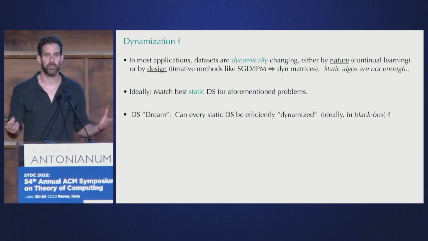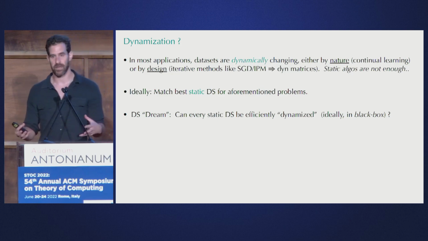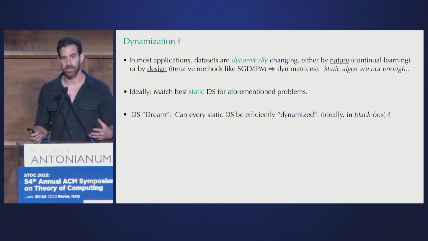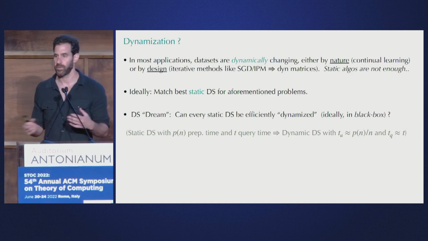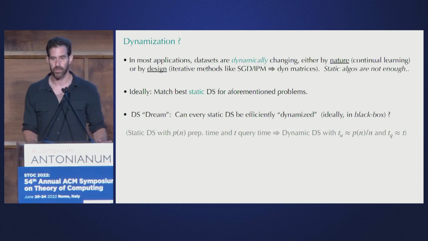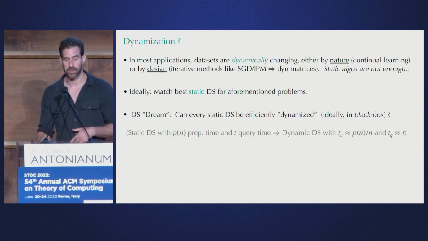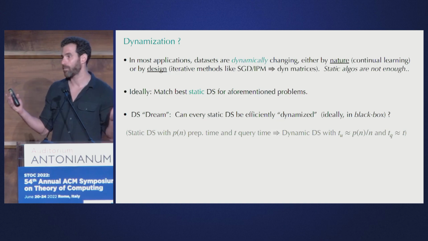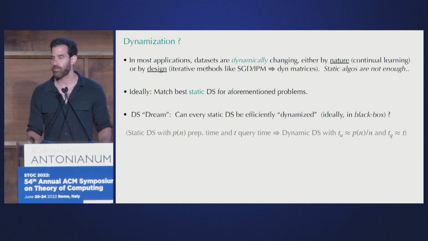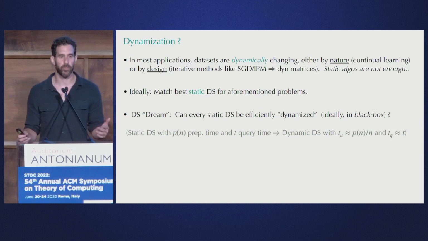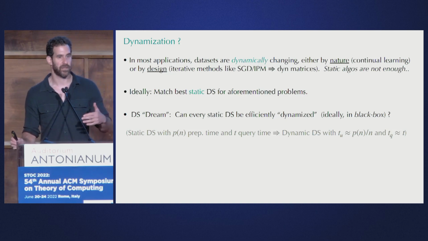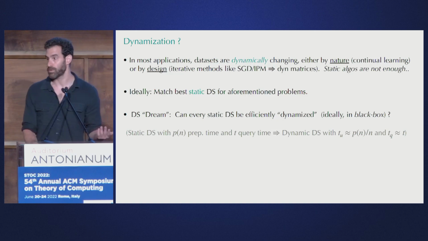The dream of dynamic data structures is that we can take any static data structure and dynamize it efficiently, ideally in a black box. In the sense that if we have a static data structure for a certain problem with P(n) preprocessing time and T(n) query time, then the best we can hope for is to produce a dynamic data structure whose update time is roughly the preprocessing time over n, which is the amortized time spent on a single data point, and roughly preserve the query time, right? And we cannot really hope to do better, because otherwise it's easy to see that we would produce a cheaper static data structure. So this is the best we can hope for.